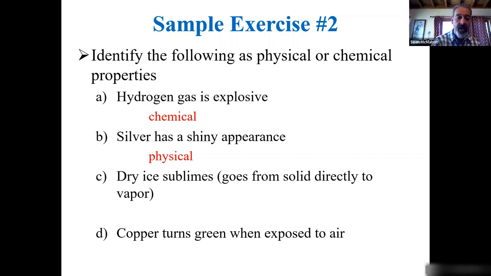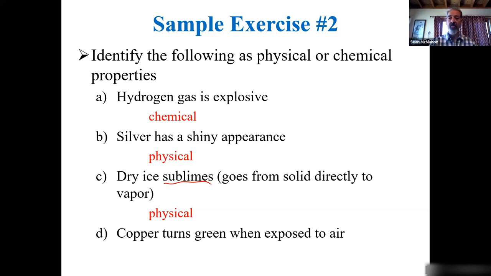That's called sublime. Okay, so if I go from a solid to a gas, did I actually change my composition, or am I still CO2? Because that's what dry ice is. Still CO2, it's just changing its state of matter. So that's a physical property.